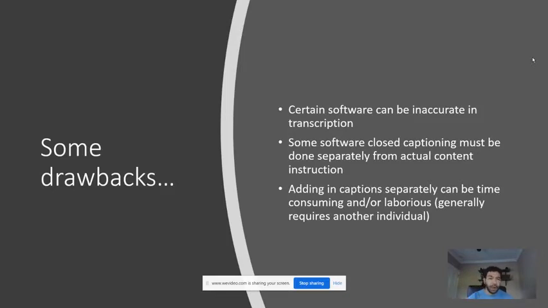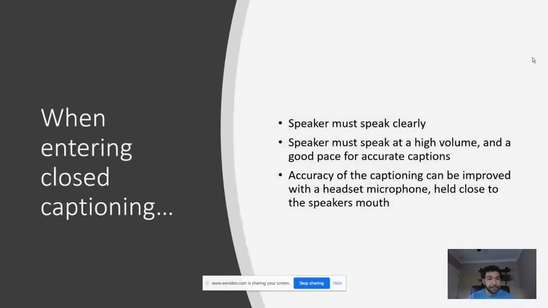The other drawback or kind of difficulty with it is that sometimes you do the captioning separately and you need to type it out, and then you need to add it in later. And sometimes that can be very laborious. But the main drawback with that is that you do need another individual to do it. So that needs to be provided by the institution, or it needs to be provided in some other way in order for a student to receive closed captioning sometimes.